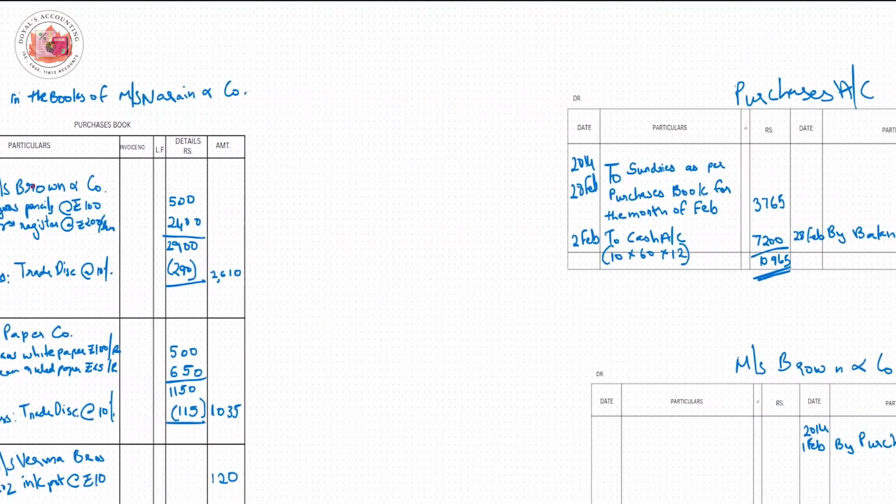And from your purchases book, how will you record it in your purchases account? Like this. Remember the journal entry for credit purchases: purchases account debit to creditors. But in this case, instead of writing to creditors, you're writing to sundries as per purchases book for the month. Sundry means like a total. So that is all for your purchases book concept.